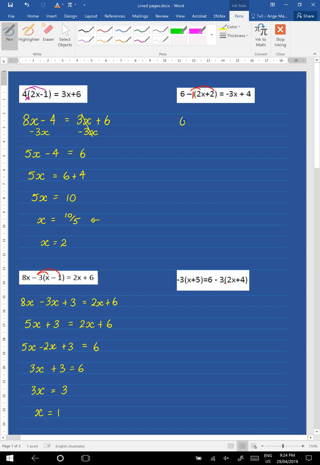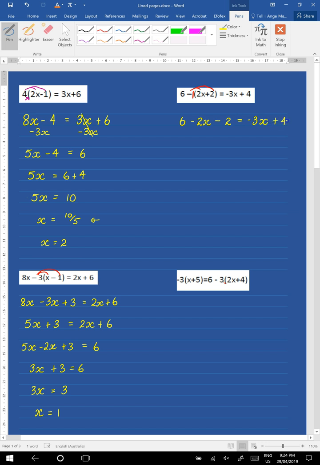So we're going to keep the 6. Minus 1 times 2x is minus 2x. Okay, and negative times a positive, so different sign, you get negative. And 1 times 2 is 2. Nothing has happened on the other side, so we just write it as per usual.